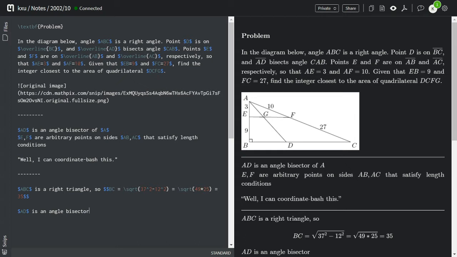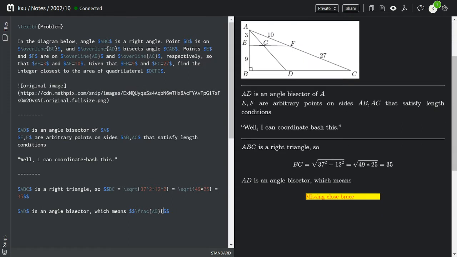So AD is an angle bisector, which means AB over BD equals AC over CD. And this is nice because we know BD plus CD equals 35. So essentially we have two equations with two variables, because we know AB and AC are 12 and 37 already.